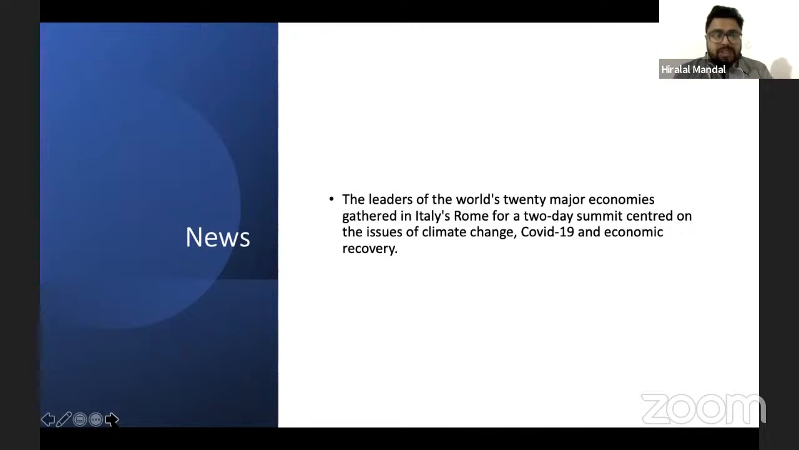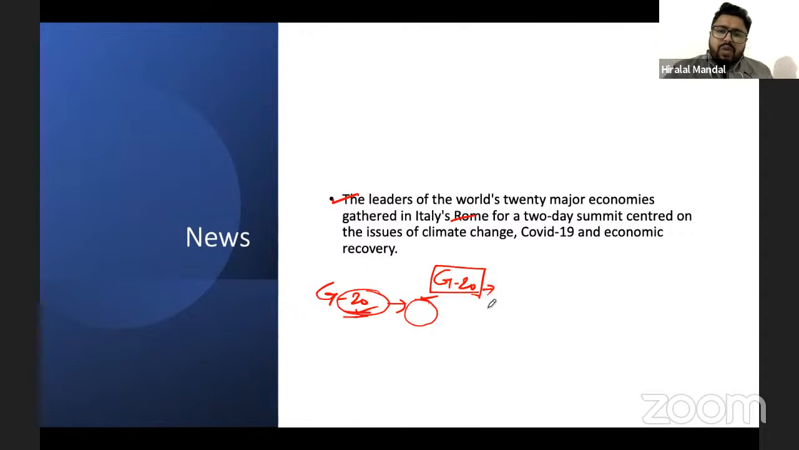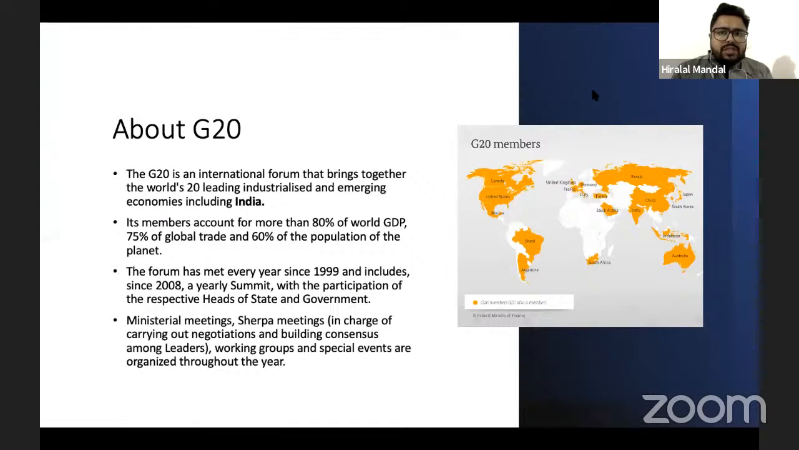Now let us discuss what has been discussed in the G20 summit. G20 means the top 20 countries in the world. They meet every year. G20 is considered the most significant economic platform where global issues are discussed, so it has huge significance. If you look at the size and the membership, G20 represents almost 80% of the world GDP, 75% of global trade, and 60% of the population of the planet. You can understand this is the most important economic summit organized every year.